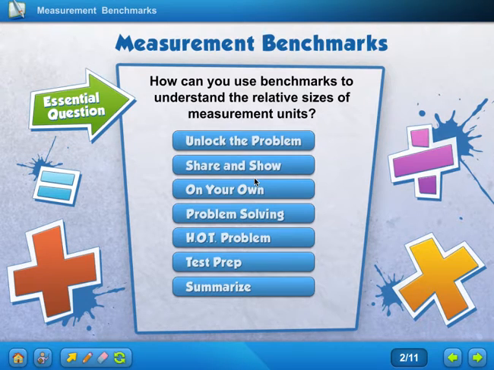Hi everyone, today we are on lesson 12.1 and we are going to learn about measurements. The question asks, how can you use benchmarks to understand the relative size of measurement units? So let's get started.